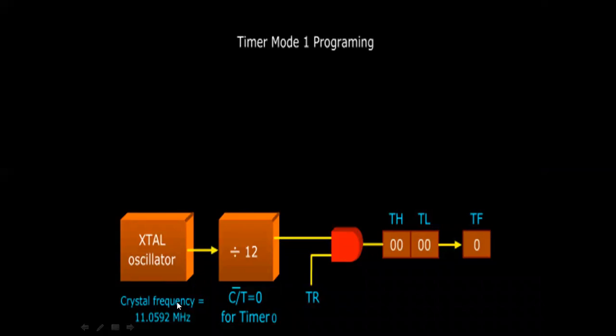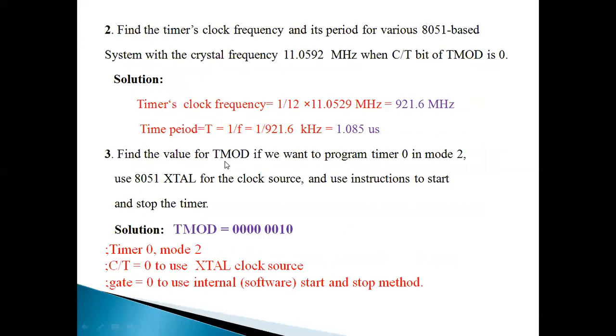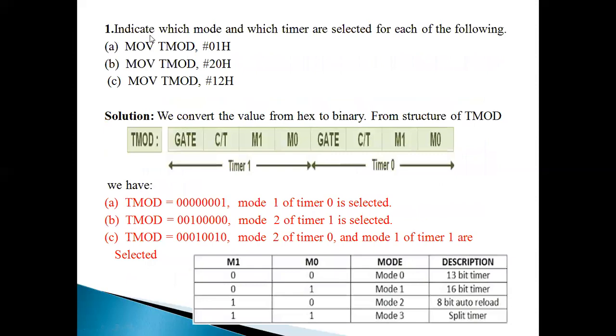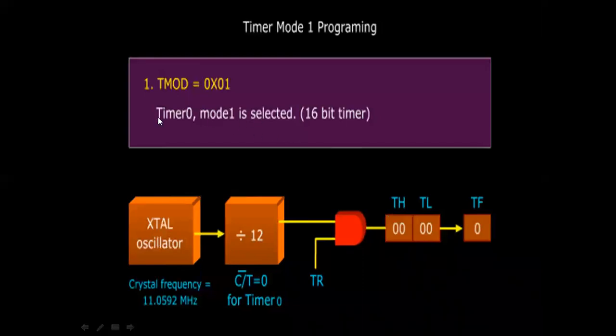Let us see it with an example. Now in this diagram you can see the TH and TL registers and the TF bit. All are set to 0 initially. Let us see what the first step is. Initially TMOD is set to 01H. Whenever we have the 01 value, which mode is selected? If TMOD is equal to 01H, mode 1 of timer 0 is selected, a 16-bit timer.